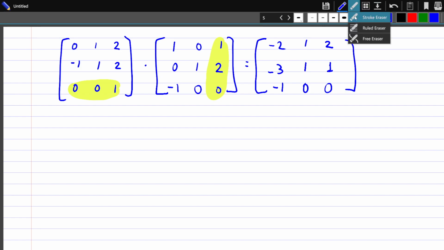That's how matrix multiplication is done. Be very careful because it's very easy to make mistakes while making the small multiplications.